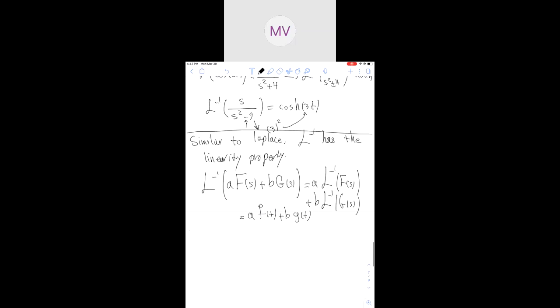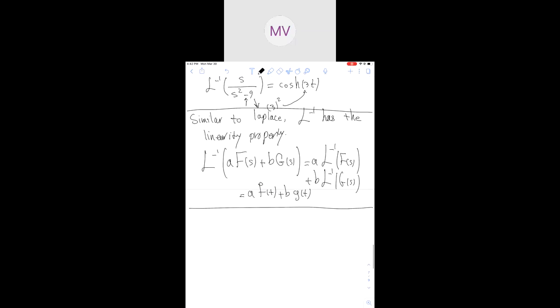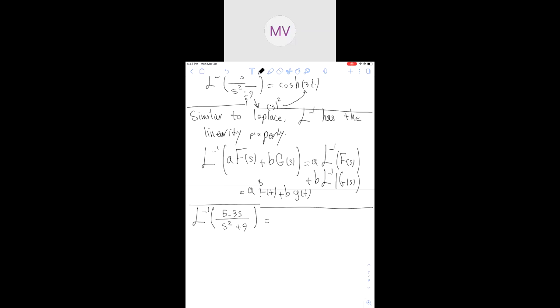Okay. Now you should be able to tell me what the original function of this Laplace transform is. What was it? 5 minus 3s over s squared plus 9. There you go. Okay. So what's the first thing you do?